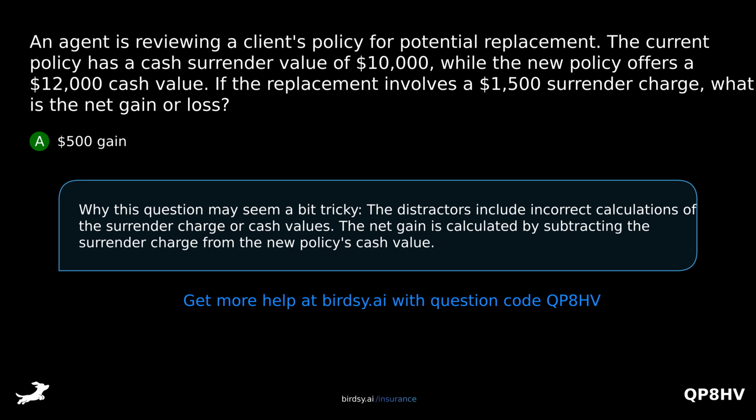Why this question may seem a bit tricky. The distractors include incorrect calculations of the surrender charge or cash values. The net gain is calculated by subtracting the surrender charge from the new policy's cash value.